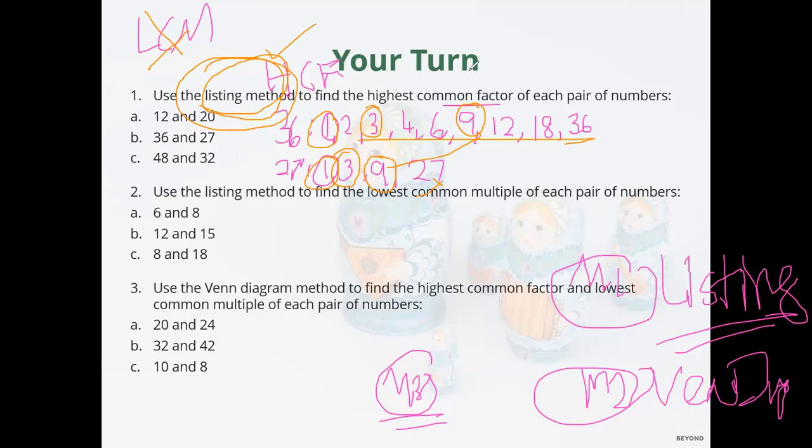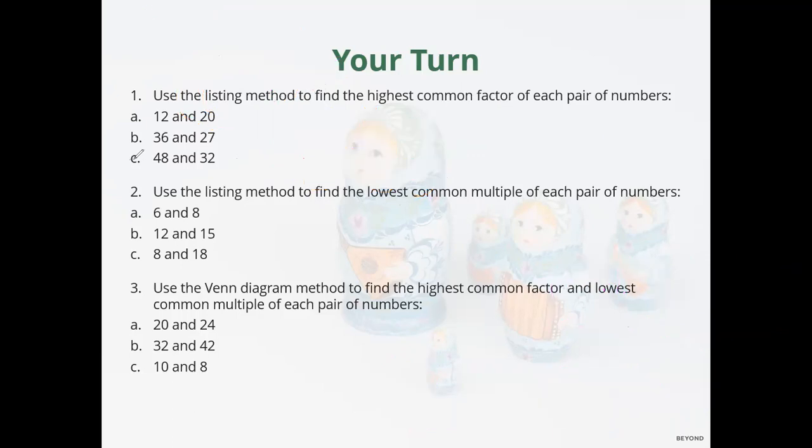Okay. Now, clear the drawing. Now, I'm going to skip to using the listing method to find the lowest common multiple of each pair. List means list. List multiples now, not factors. Change your mind. It's multiples. So, what are the multiples of 6? 6, 12, 18, 24, 30.